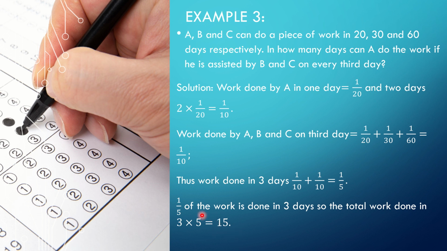So if A is doing that work alone, it will be done in 20 days, whereas if every 3 days B and C also assist him, it will take 15 days to complete that work.